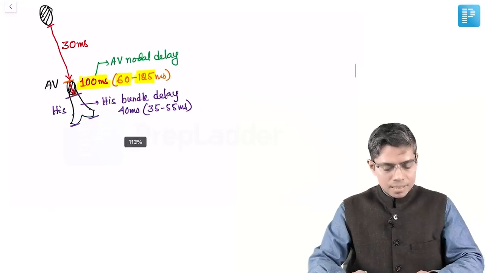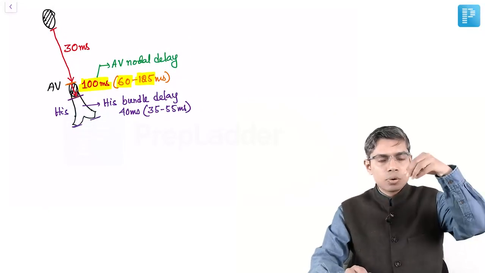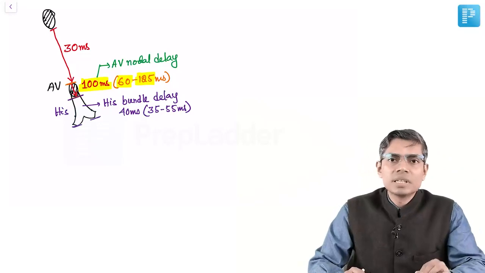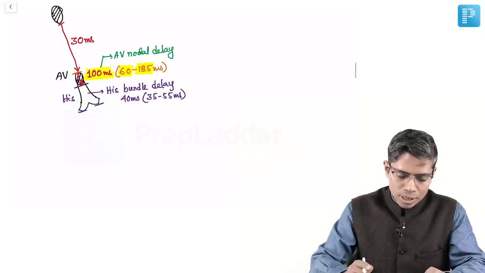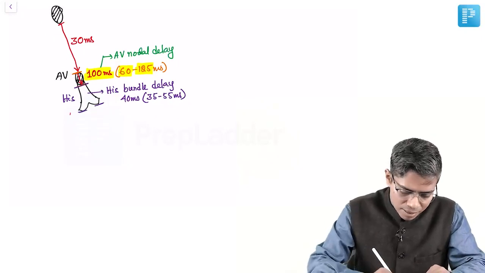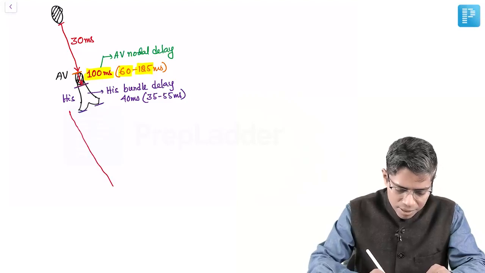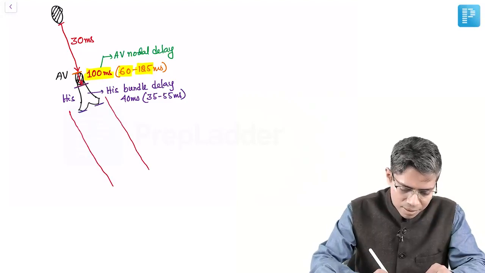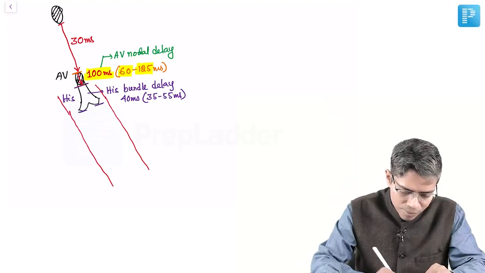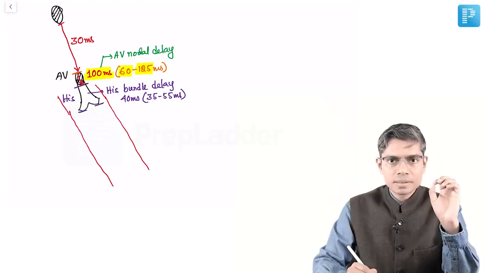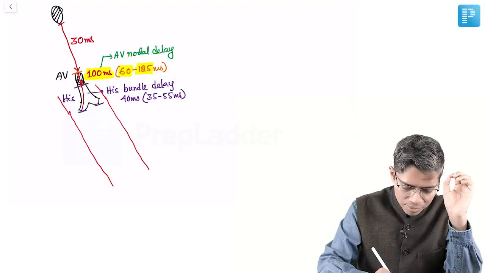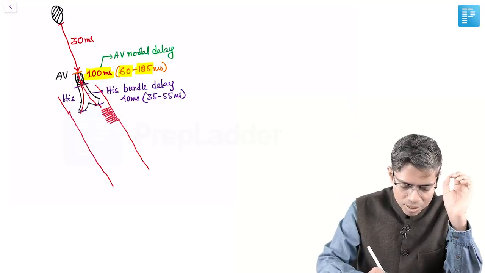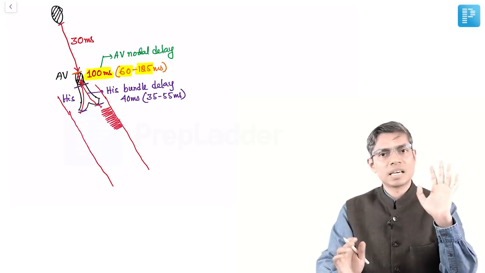Now this His bundle is located in the uppermost portion of the interventricular septum, right? So I can imagine my diagram like this, that this is my interventricular septum. So after the impulse is crossing through this bundle of His, now it is going to cause depolarization of this septal muscle. Am I clear?